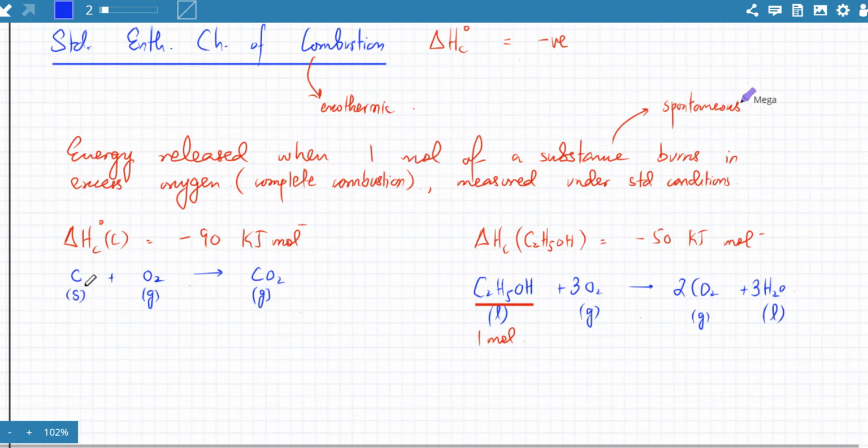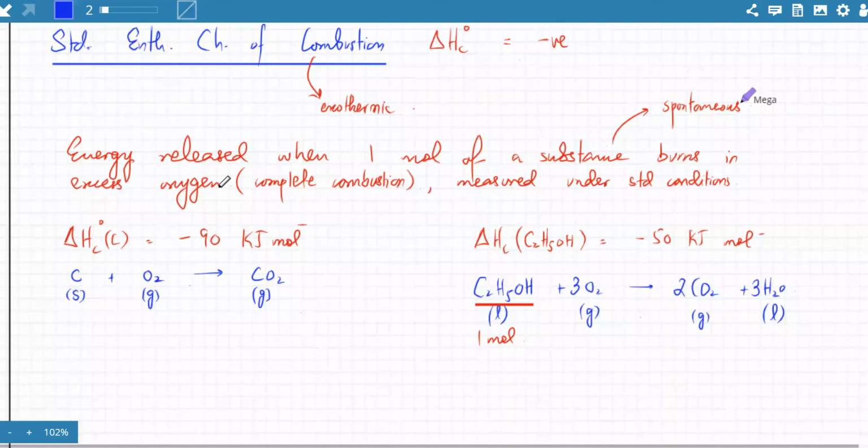If you see an equation where carbon reacts with oxygen and produces carbon monoxide, that's not going to be called the standard enthalpy change of combustion, because the substance has to fully react with oxygen. Is this clear to everyone? Yes. Yeah.